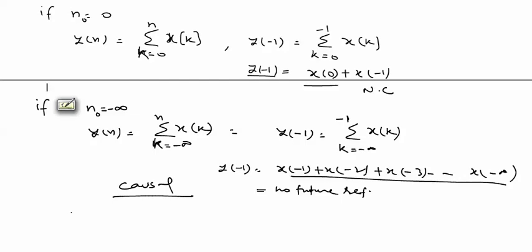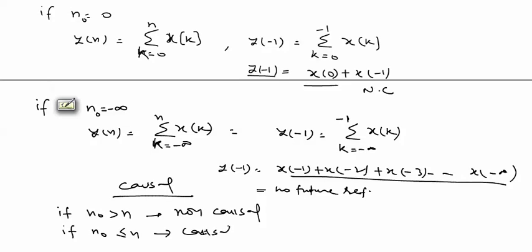If n naught is greater than n, the system is non-causal. If n naught is less than or equal to n, then the system is causal. So we check for non-causality. If we find no time reference point, then the system is causal. Otherwise, the system is non-causal. We took another bifurcation of system: linear and non-linear system.